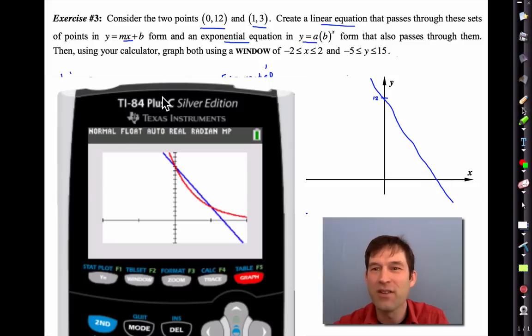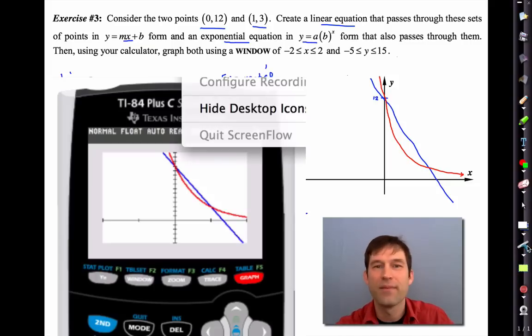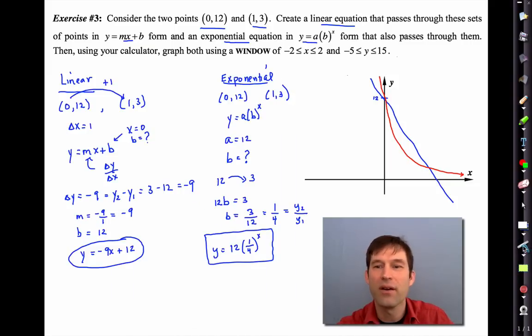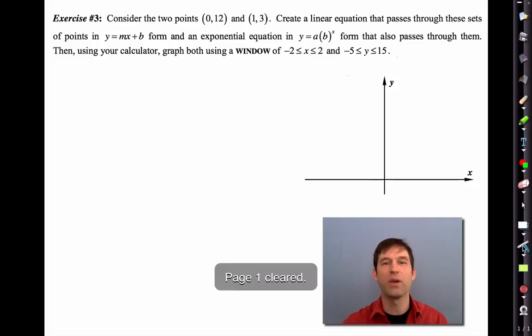And then the exponential, let me put that maybe in red, comes on down and intersects it like that. All right. So I'm going to clear out the text here in the moment, and we'll get rid of the calculator, and we'll move on. Okay, here we go.